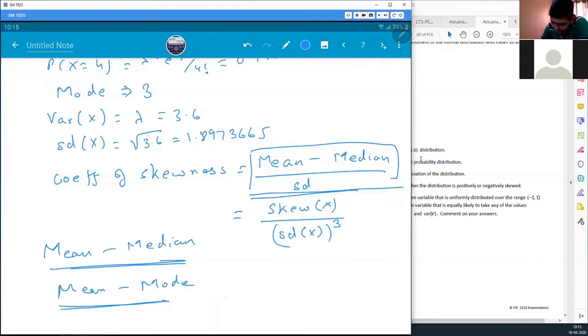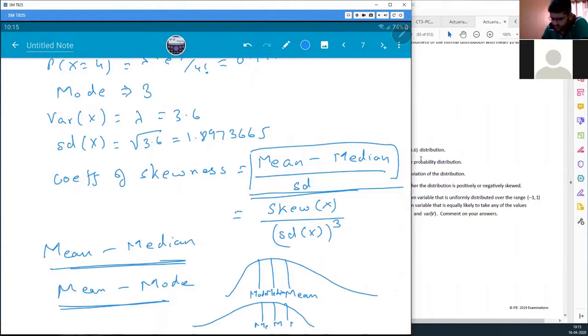Because for any graph, you will find that we'll have mean, then median, and then mode. If it is positively skewed, then you will find that our mean is higher than our median, higher than our mode. And if it is negatively skewed, you will find that our mean is lower than our median, lower than our mode. This is our median and this is our mode.